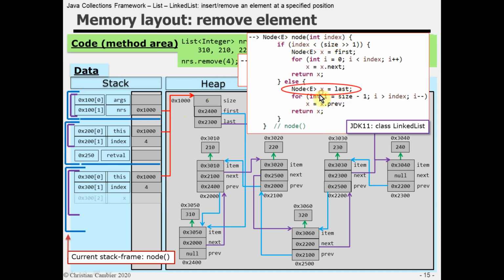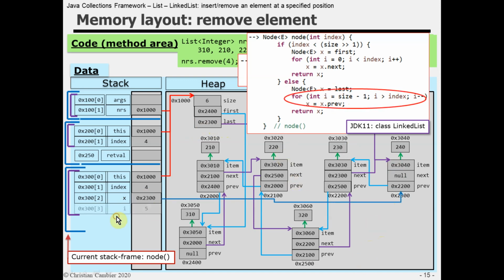A new variable is allocated on a stack frame, x, which is initialized to last, and last is the address of the last node, 2300, so this one. So we have a reference to the last node, and that is where we are going to start and iterate. Then the variable i starts at size - 1, and we're going to iterate an amount of times.